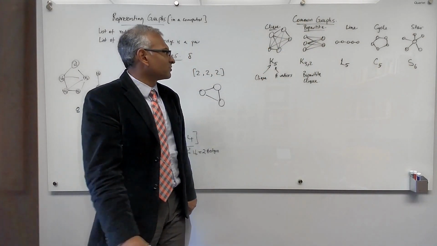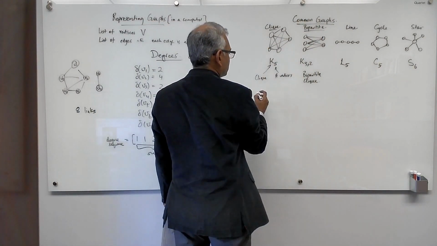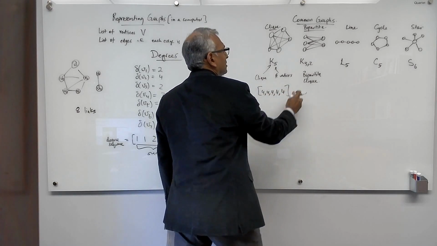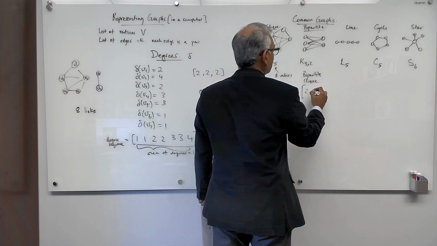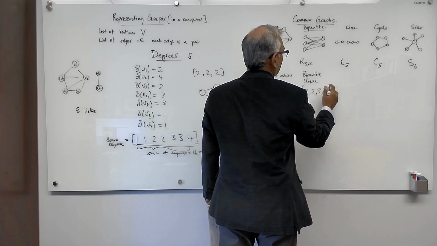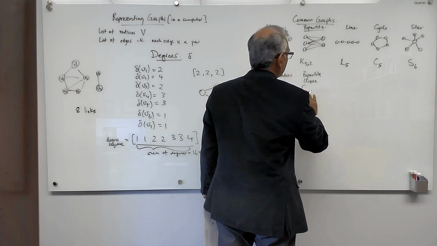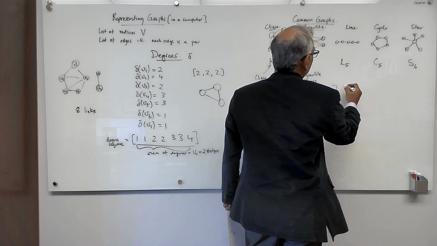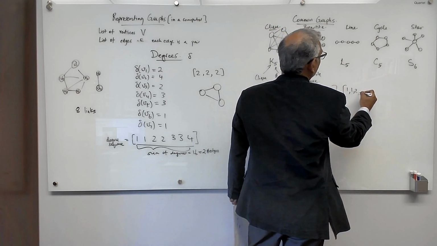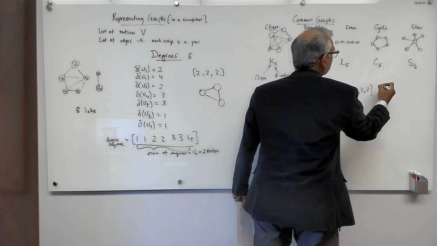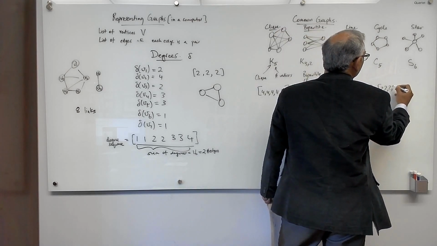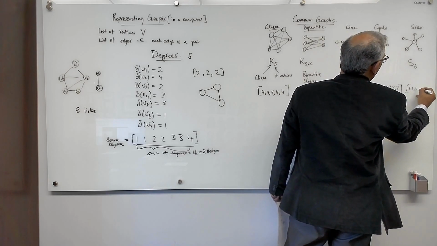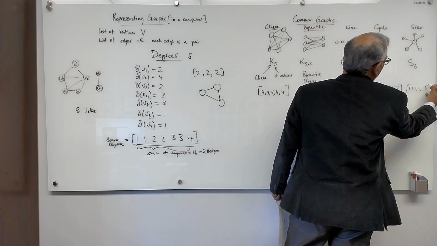So, some types of graphs. Let's look at the degree sequence. The degree sequence here is 4, 4, 4, 4, 4. Here it is 2, 2, 3, 3. Here it is 2, 2, 2, 3, 3. Here it is 1, 1, 2, 2, 2. Here it is 2, 2, 2, 2, 2. And here it is 1, 1, 1, 1, 1, 5.